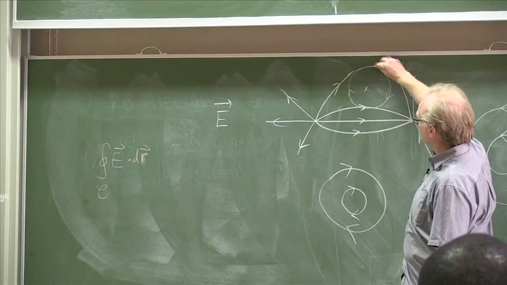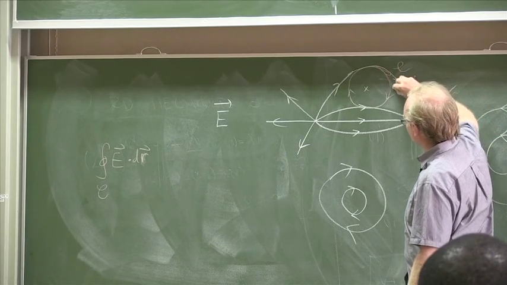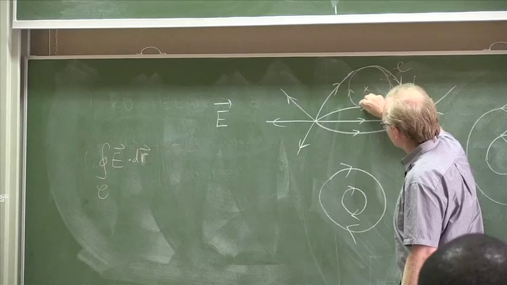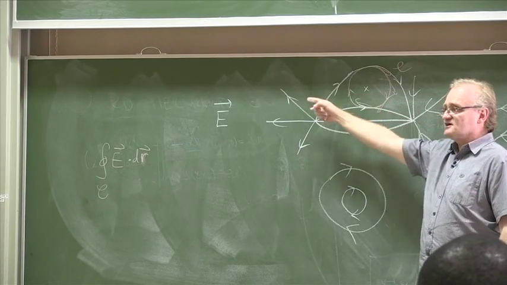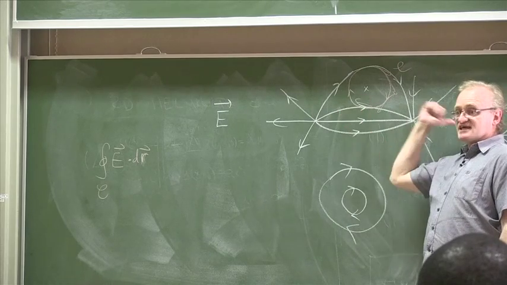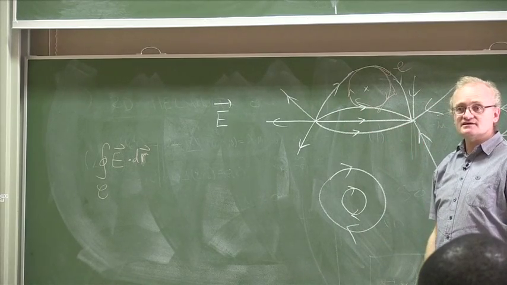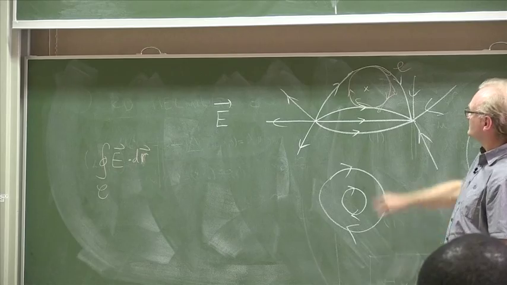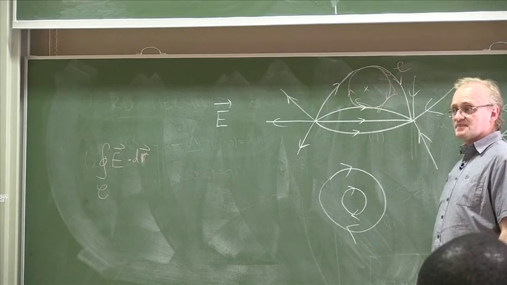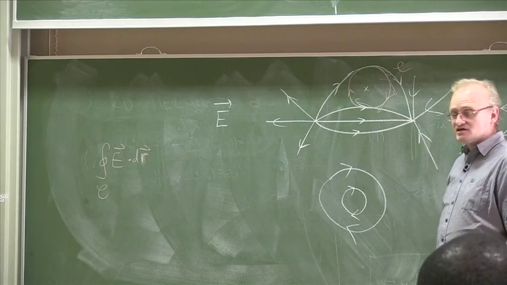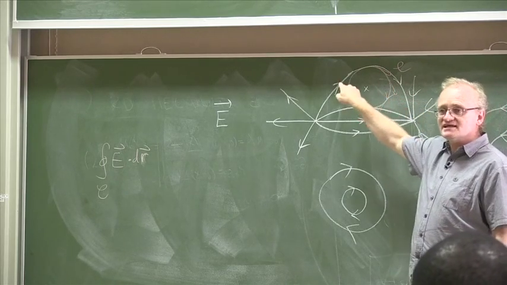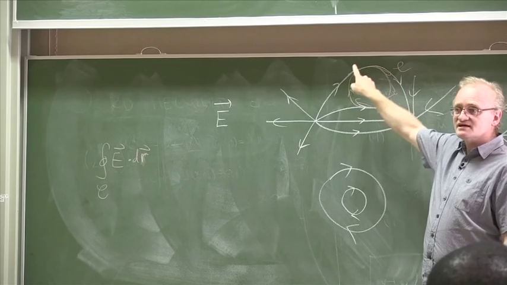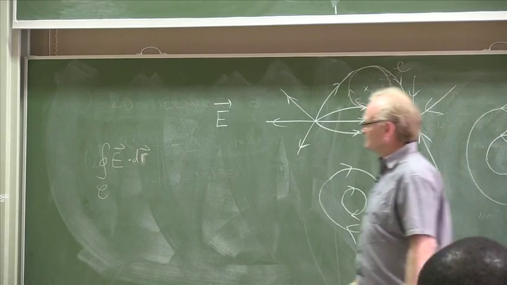So let's take a look. Where's dr? It's tangent to the path always, right? So at the bottom of the path, which way does dr point? That way. Which way does the electric field point? That way. What's E dot dr? Negative. What does it look like at the top of the path? Positive. So we're adding up a bunch of negatives with a bunch of positives. What are we going to get in total when we sum it up? Zero. So this is zero.